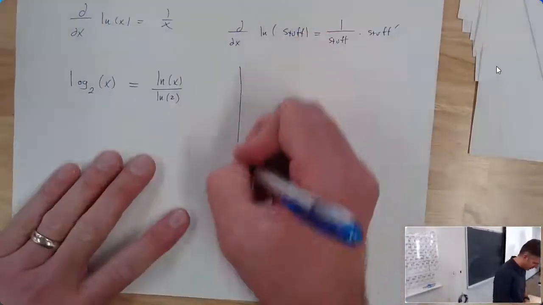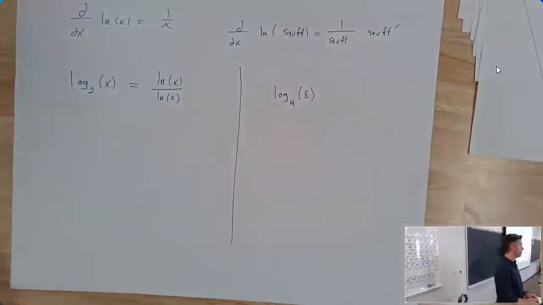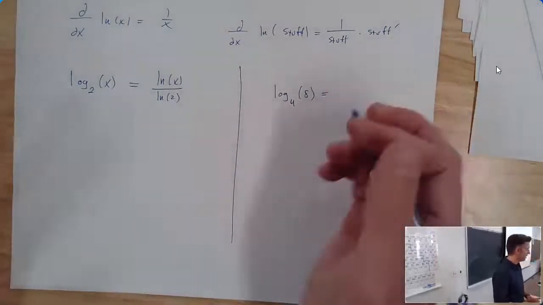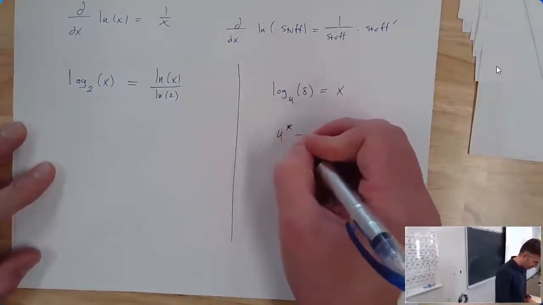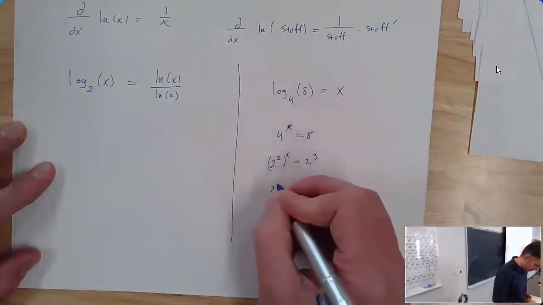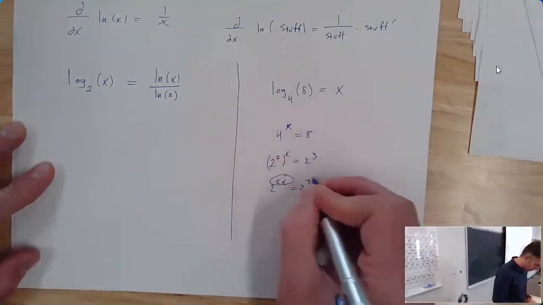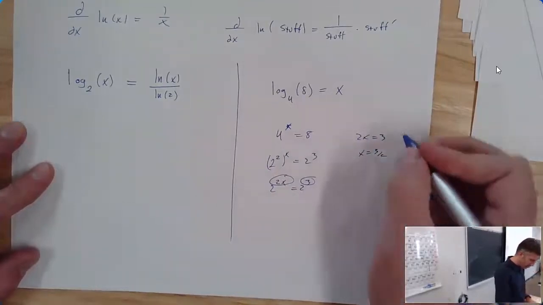What else is the change of base formula good for? Well, if someone ever asked you to find, say, log base 4 of 8, which says 4 to what power equals 8, we can recognize that 4 and 8 are both powers of what common base? 2. So you could do it this way. You could say log base 4 of 8 equals x, 4 to the x equals 8, 2 to the 2x equals 2 to the third, 2x equals 3, x equals 3 halves. That's one way of getting there.